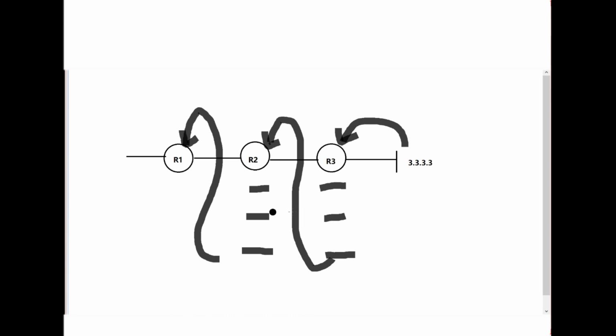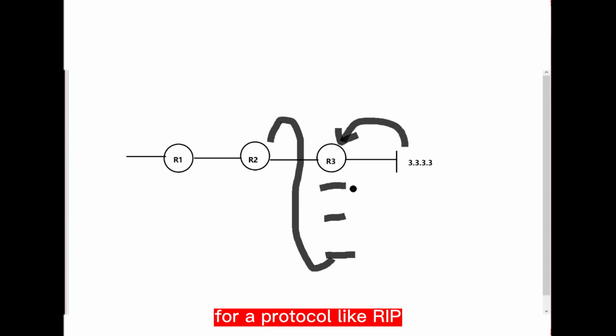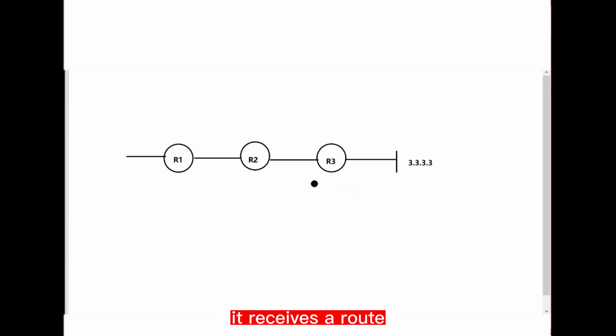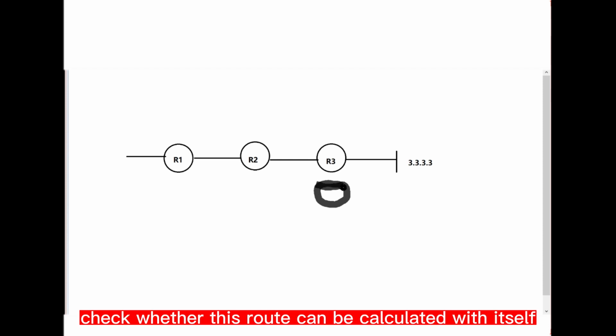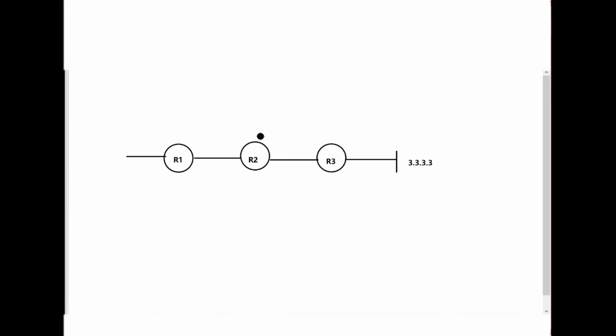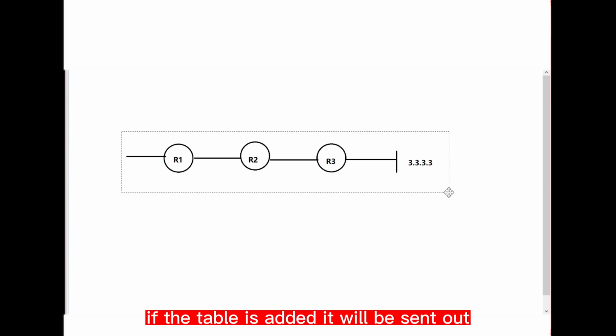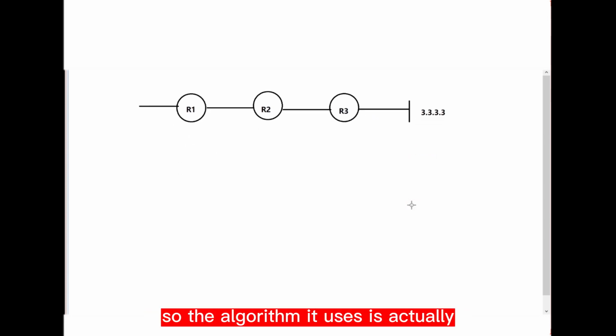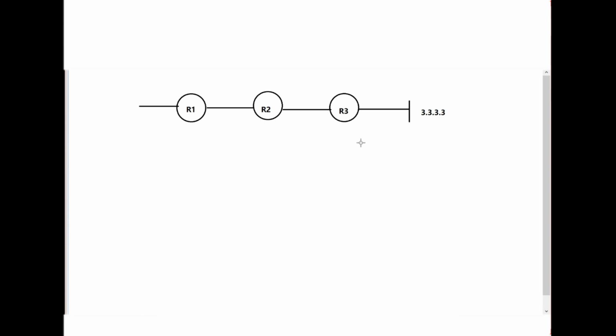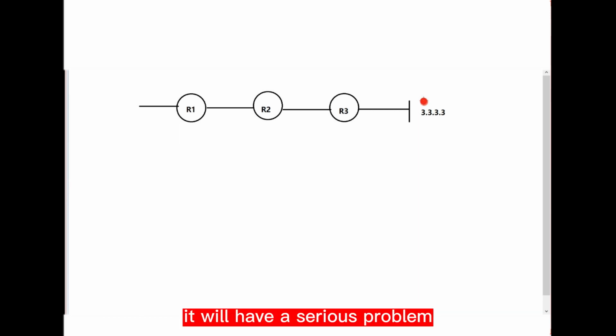That is, for a protocol like RIP, when it receives a route, it first checks whether this route can be calculated with itself and added to the local routing table. If the table is added, it will be sent out. So the algorithm it uses is actually receive first, then calculate, create a new table after calculation, and forward again. Then, for such a route, it will have a serious problem.